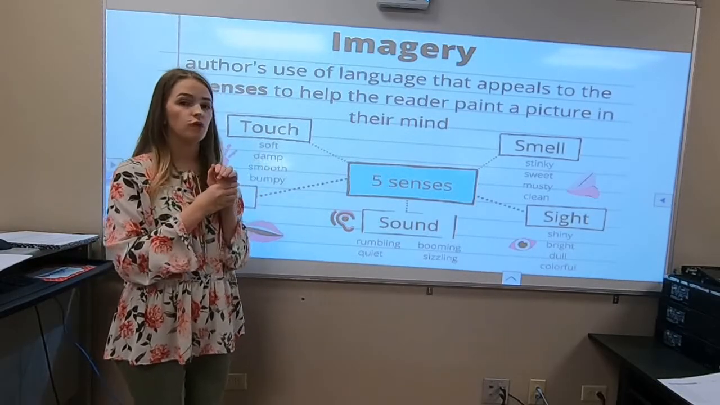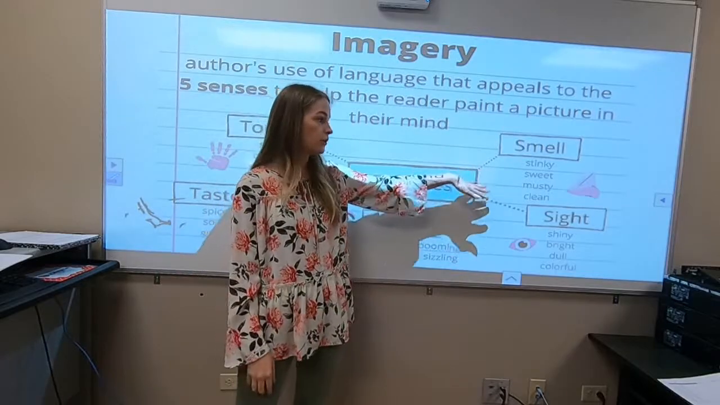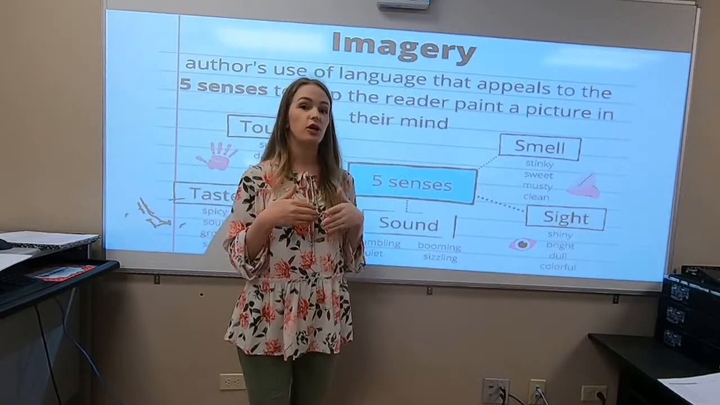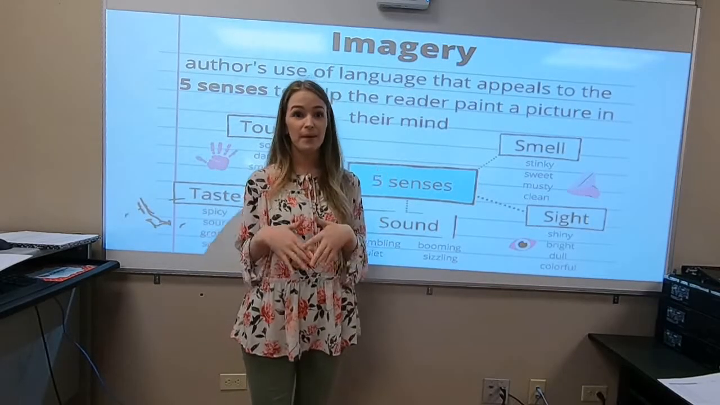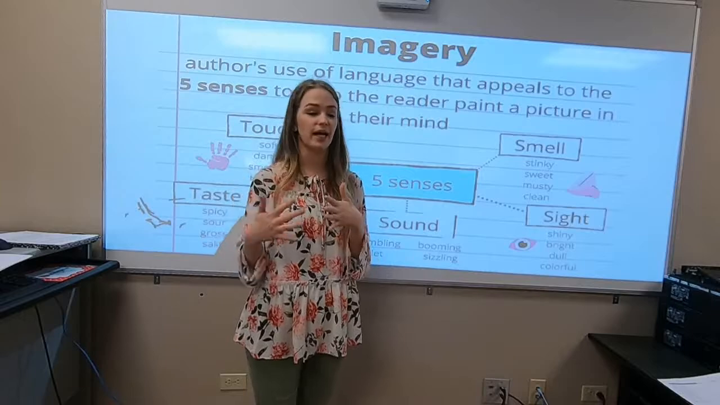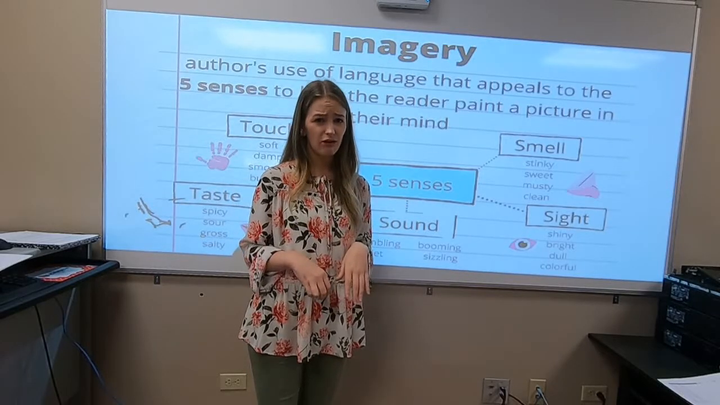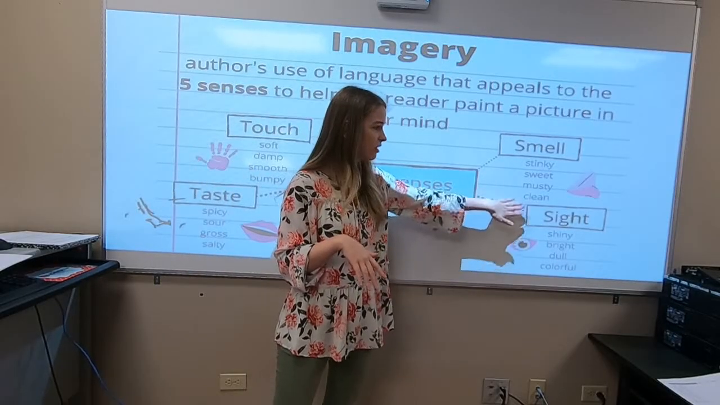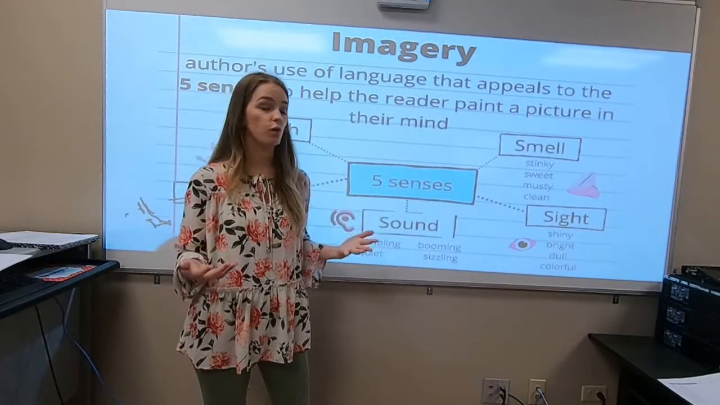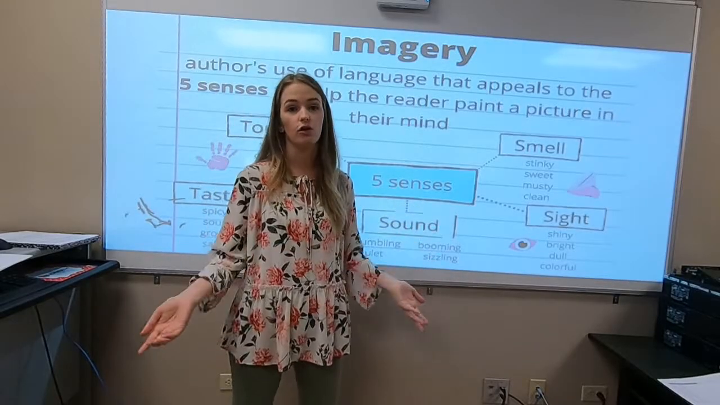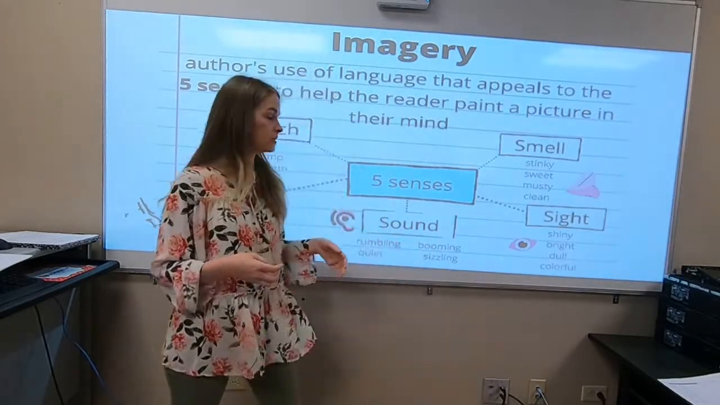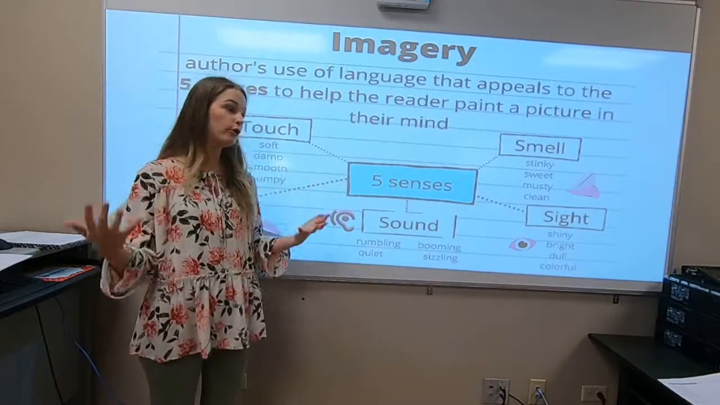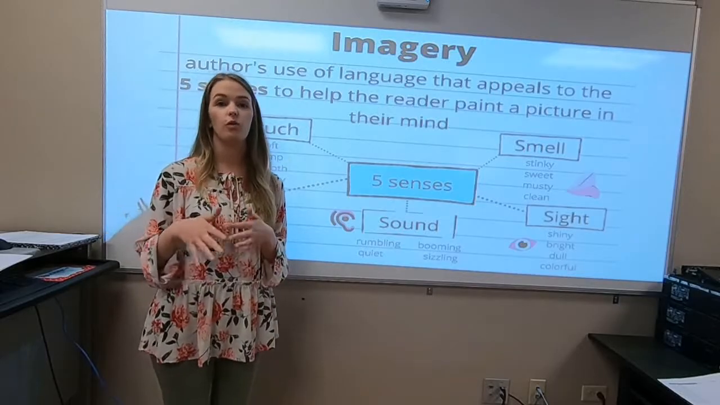So the author can use words like stinky, sweet, musty, or clean to describe how something smells. We know that if something's sweet, that makes us think, that's great. But if something's musty or stinky, we may say, ew, get away. Then we have our sight. So the author may use words like shiny, bright, dull, or colorful, just a few examples. Then how something sounds. So it can be rumbling, booming, sizzling, or it's quiet.